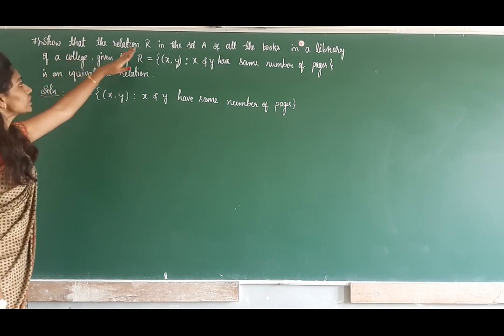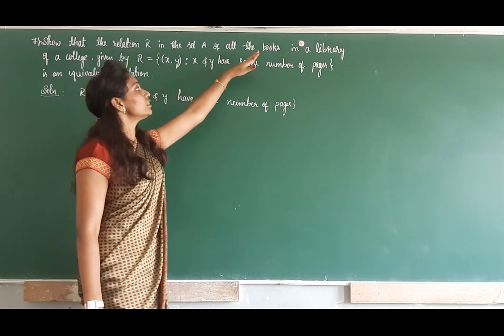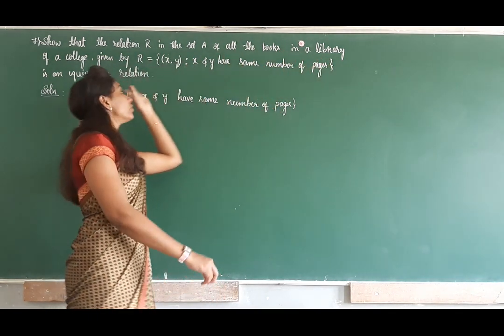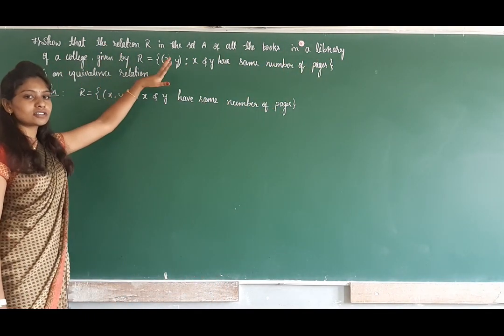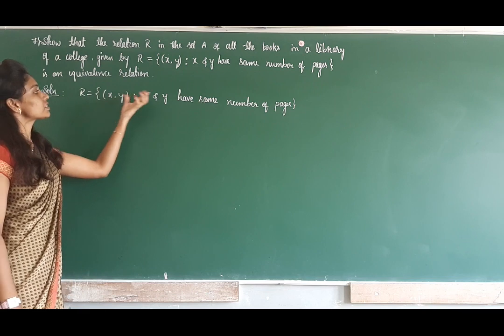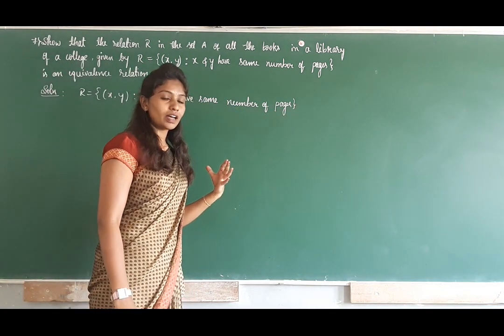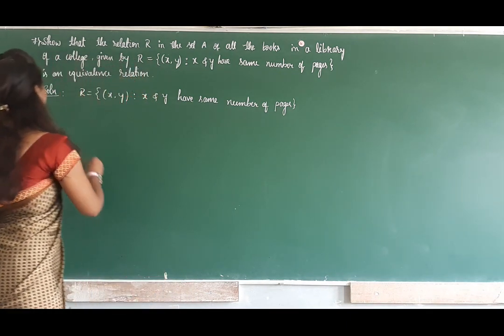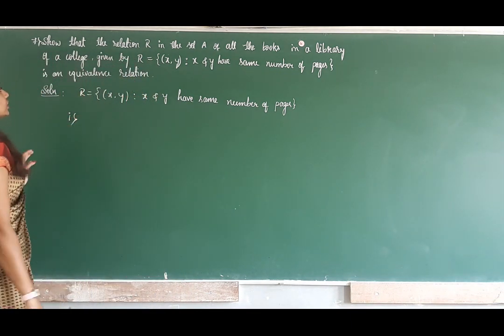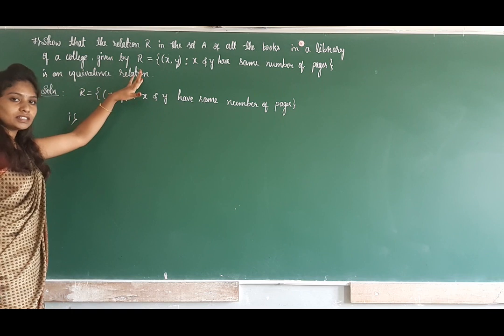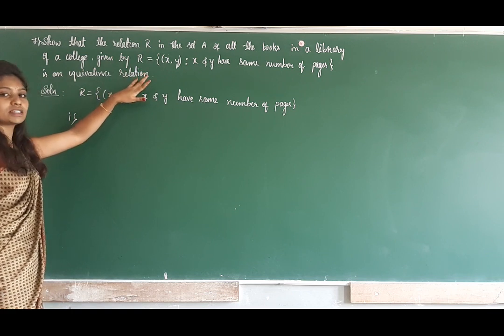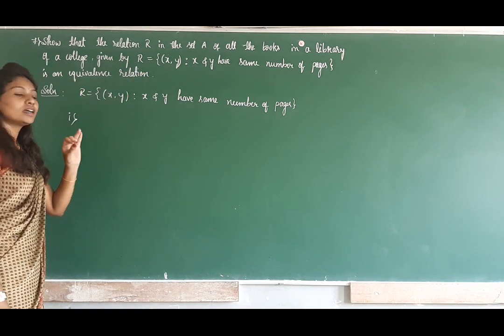Show that the relation R in the set A of all the books in a library of a college, given by R equals the set of all ordered pairs (X, Y) such that X and Y have the same number of pages, is an equivalence relation. Equivalence relation means it is reflexive, symmetric and transitive.